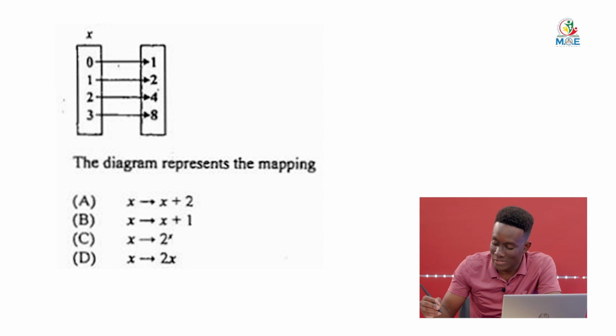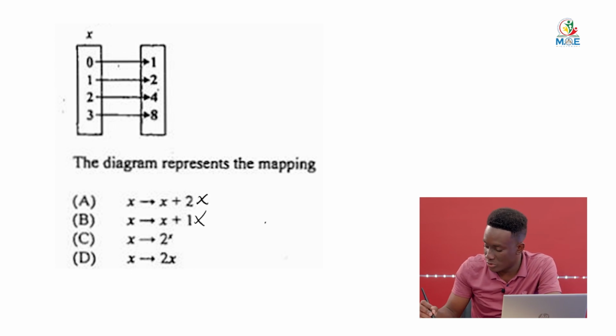The next one says, we have a diagram. The diagram represents the mapping. We see 0 is mapped onto 1, 1 is mapped onto 2, 2 is mapped onto 4, and 3 is mapped onto 8. So let's see, the first one, x plus 2, 0 plus 2 will not give me 1, so that is out. Let's try x plus 1, 0 plus 1 will give me 1, 1 plus 1 is 2, 2 plus 1 will not give me 4, so that is out.